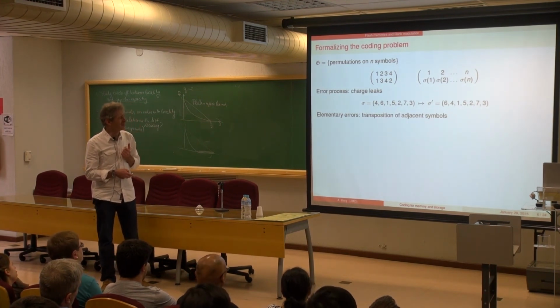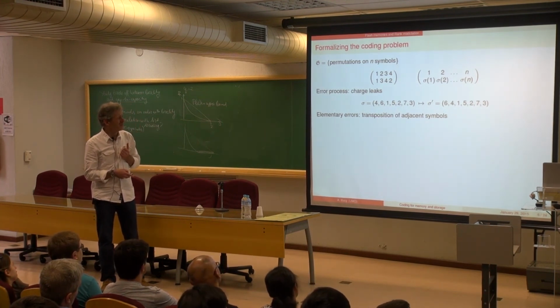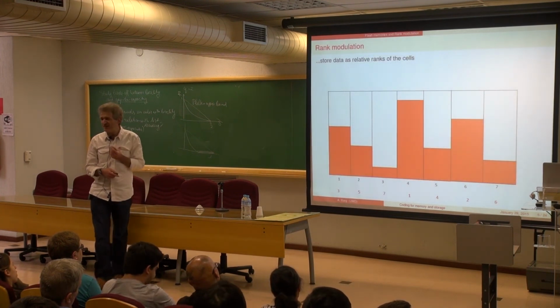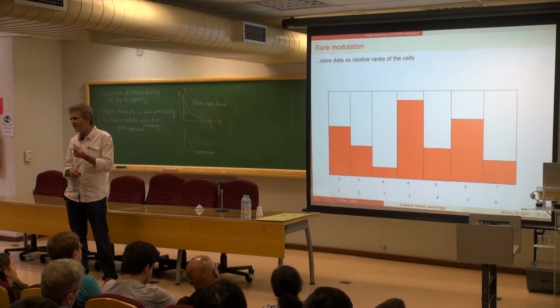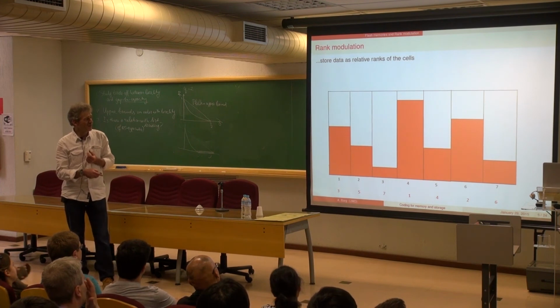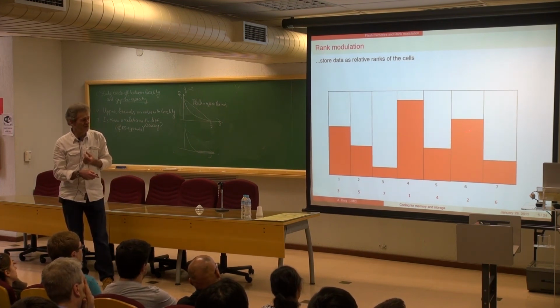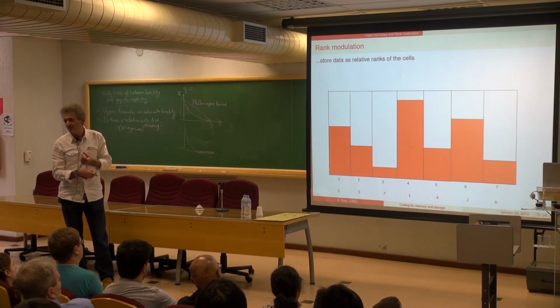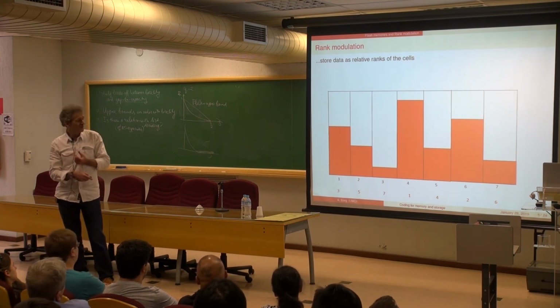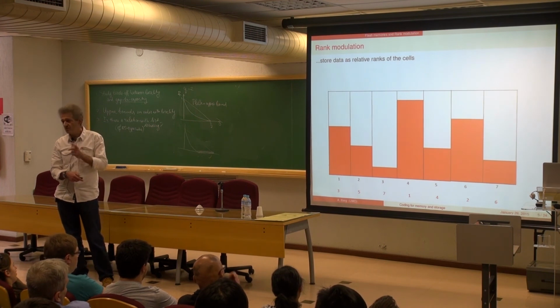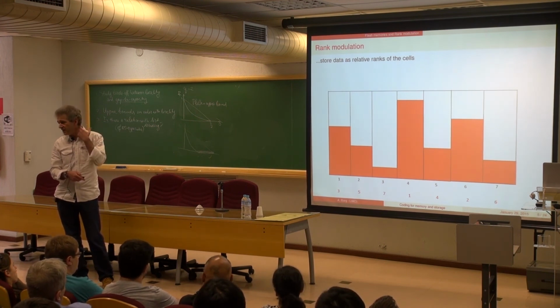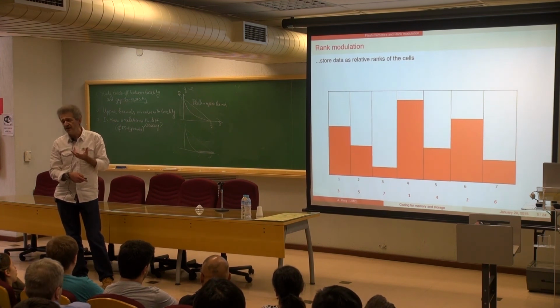So let's formalize this coding in permutations. Before even doing that, let's say what is the elementary error? What is the generating element of the error space? Well, let us say this thing starts to leak charge. It goes down, down, down, down, and at some point it oversteps its neighbor. So then 3 and 2 swap. So in the permutation, there is a transposition of 2 adjacent symbols. So the error space is generated by adjacent transpositions.